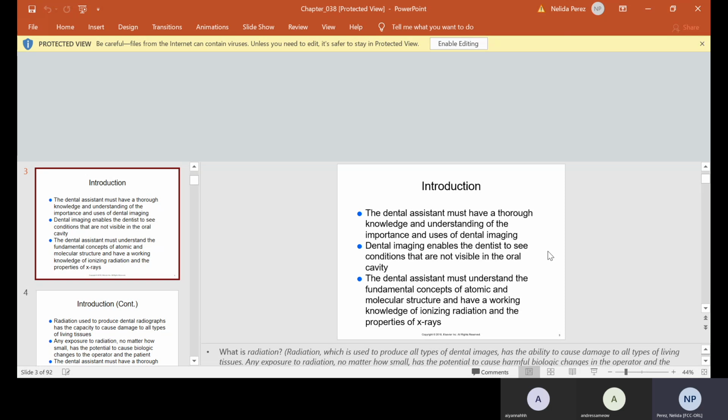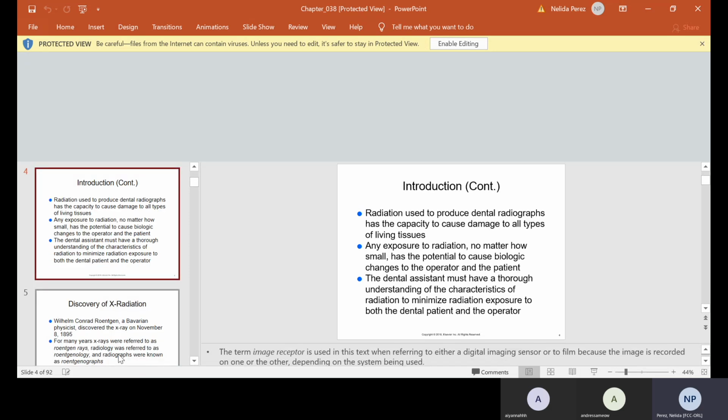So the dental assistant must have a thorough knowledge and understanding of the importance and uses of dental imaging. Dental imaging enables the dentist to see conditions that are not visible in the oral cavity. And the dental assistant must understand the fundamental concepts of atomic and molecular structure and have a working knowledge of ionization, radiation, and the properties of X-rays.